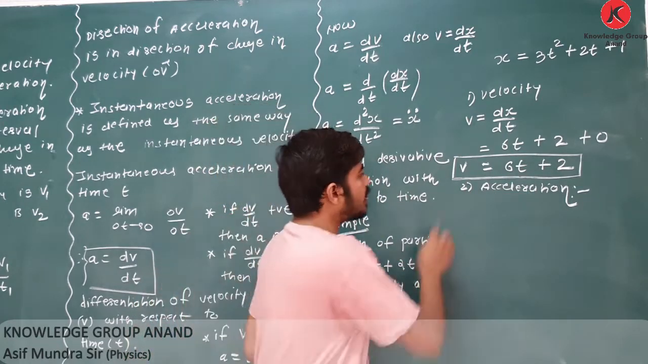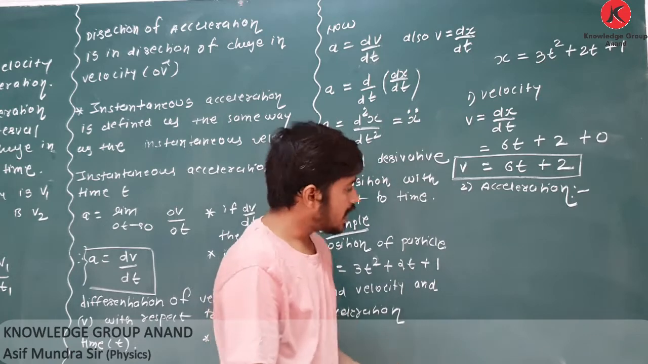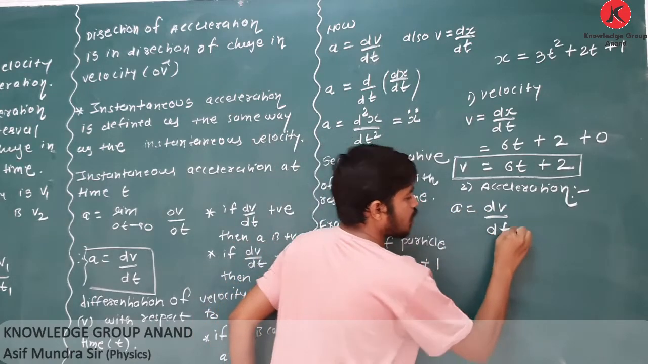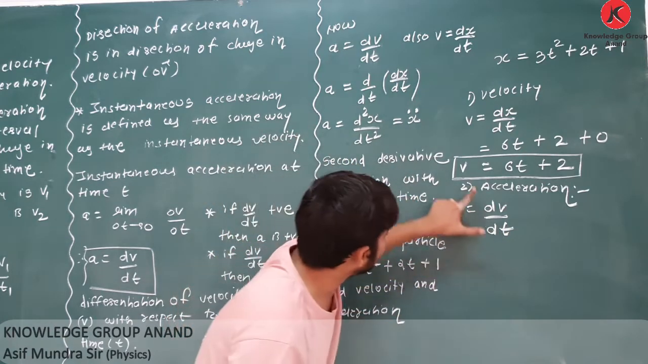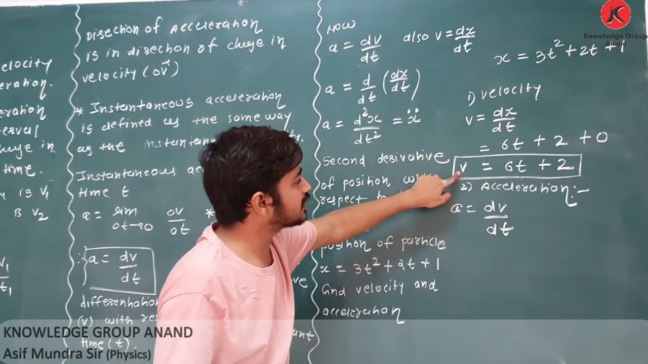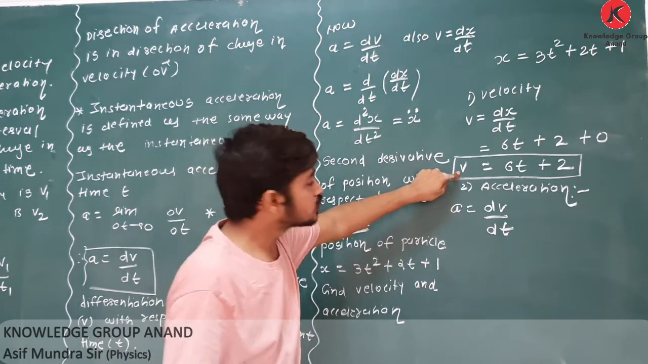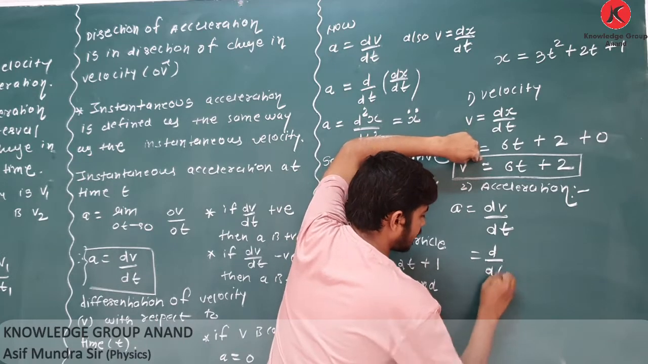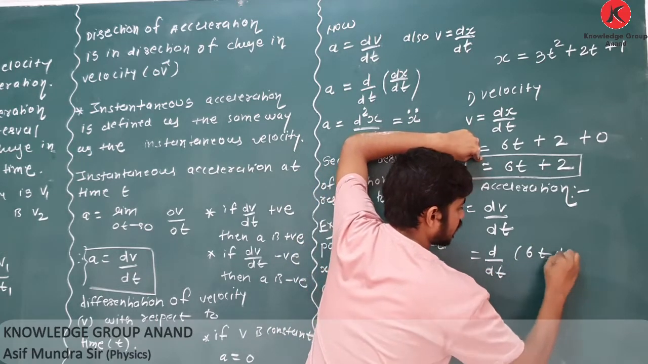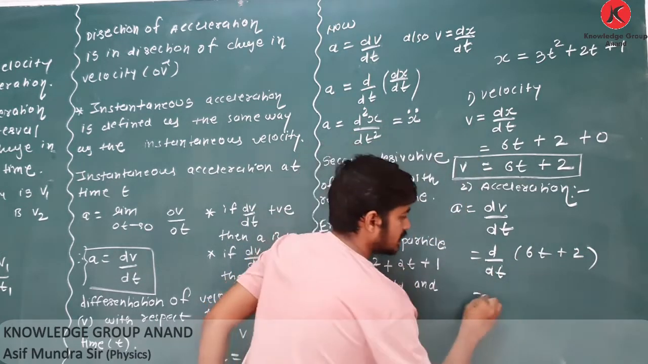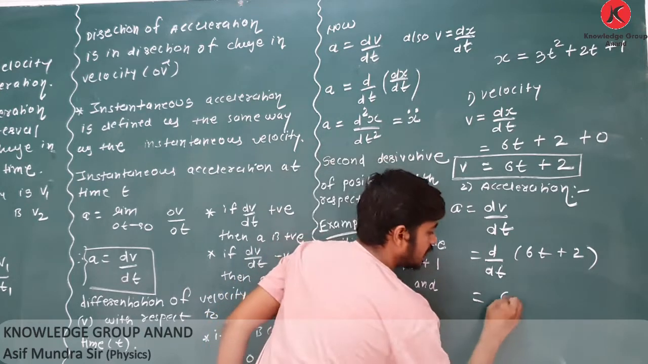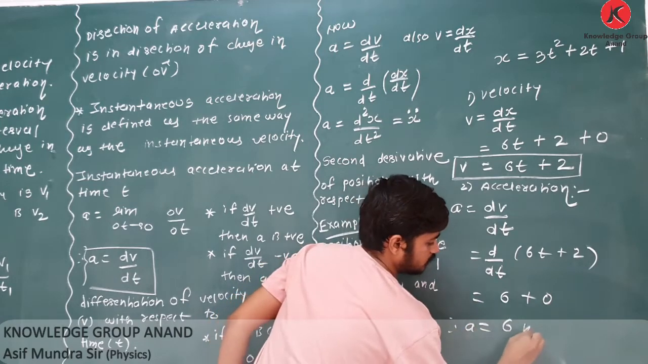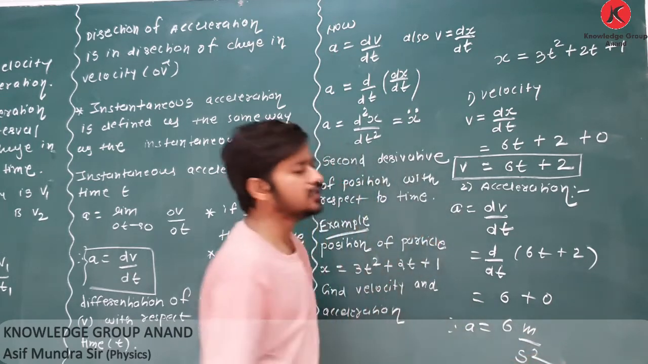Okay. So how to find acceleration from this? See, what is the equation of acceleration? a is equal to dv upon dt. And what is v? Yes, here it is. v is equal to 6t plus 2. So if you differentiate this velocity, d upon dt of 6t plus 2. Now differentiate this. Okay, what is differentiation of 6t? It is 6. Plus differentiation of 2 is 0. Means acceleration a is equal to 6 meter per second square.